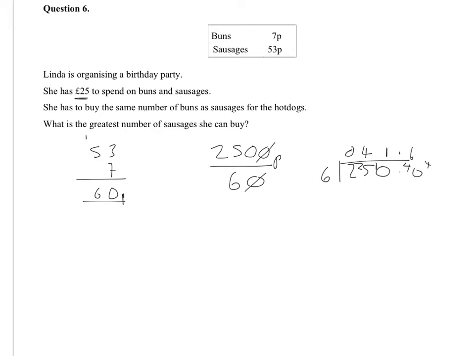We're going to get 41.6 recurring. You can't have 0.6 recurring of a hot dog, so she can only buy 41 sausages and buns. So 41 sausages, because that's what it's asking. How many sausages can she buy? Is 41.